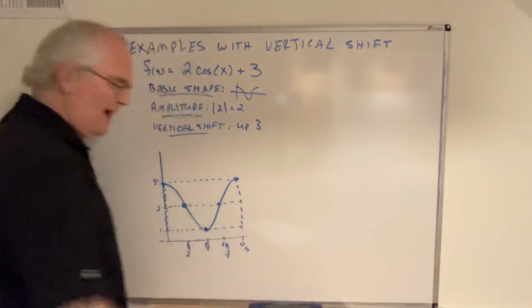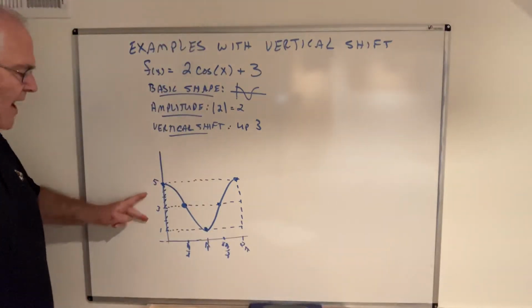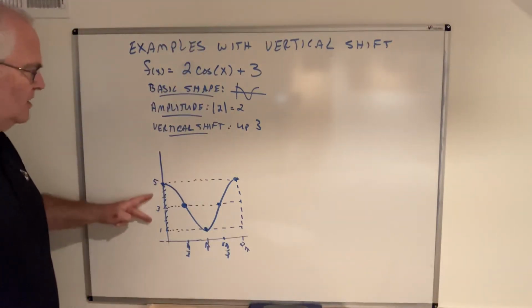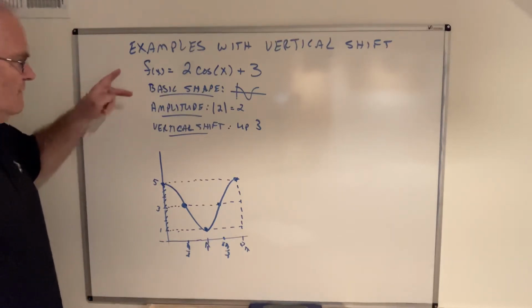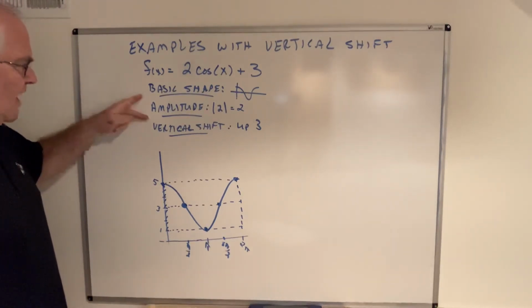Now the textbook might ask for 2 periods, but all I'm going to ask is just one standard period of the graph using the vertical shift, the amplitude, and the basic shape.